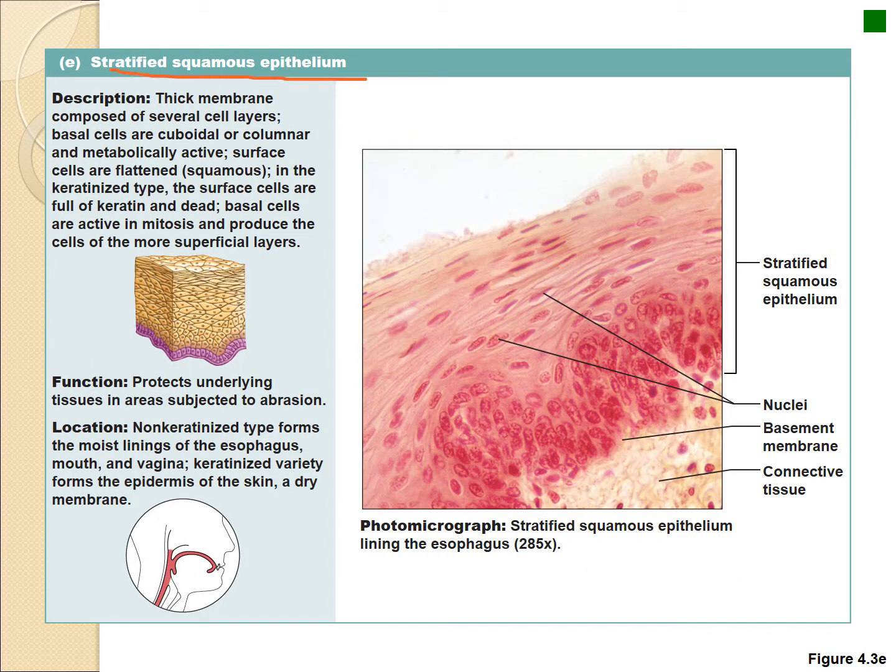Now we get into what's called stratified squamous. Again, the most common place you find this is in our skin. And believe it or not, guys, your epithelium, your integumentary system, your skin actually runs into the lining of your mouth and your anus. So you will find this type of stratified squamous on the inside of your lips and lining of your mouth.